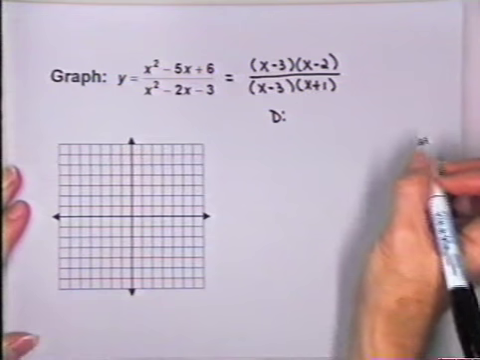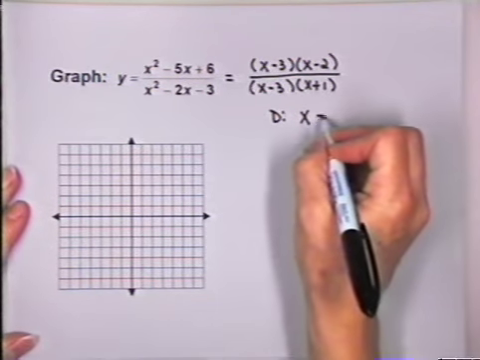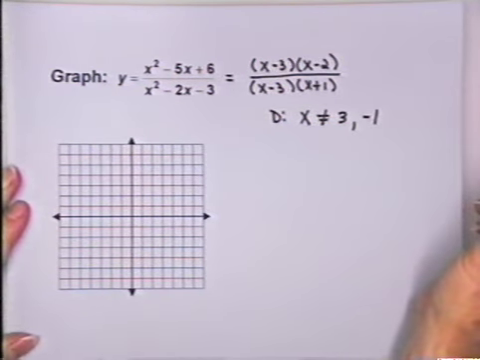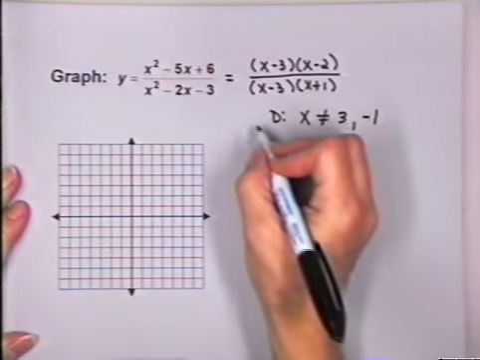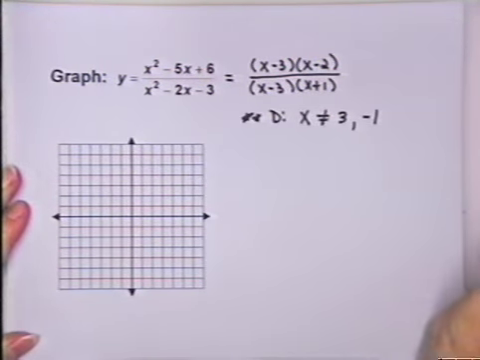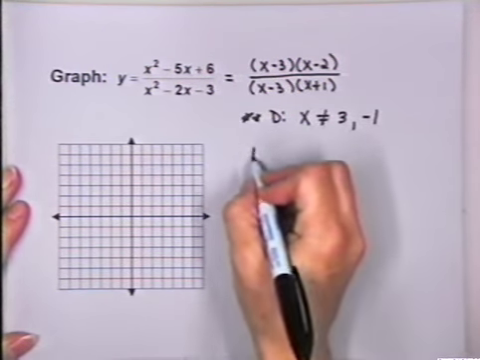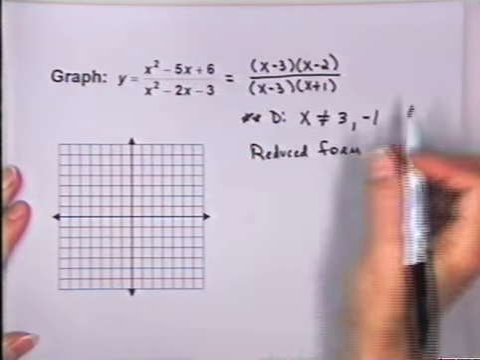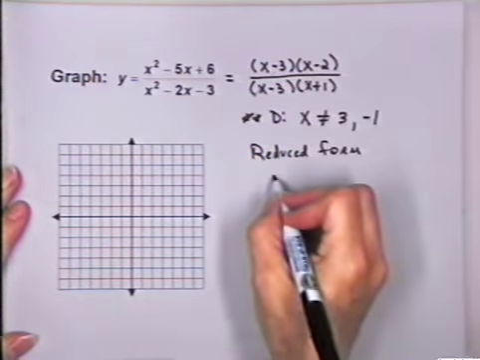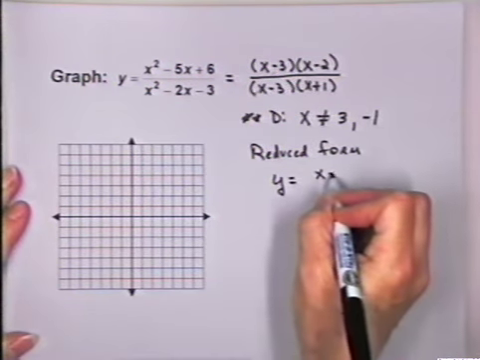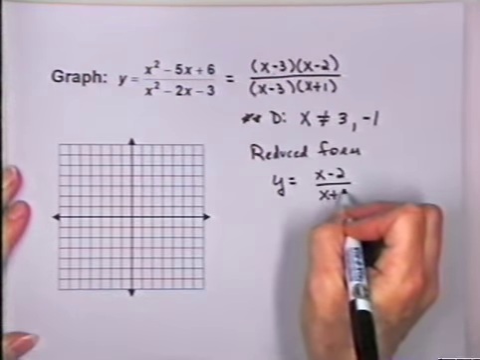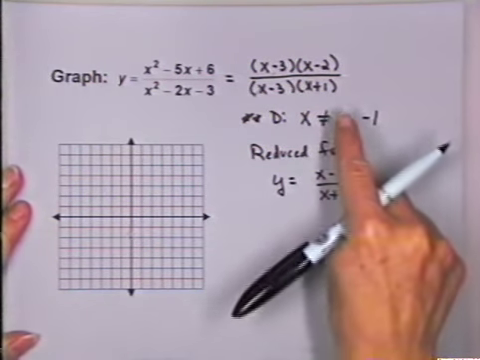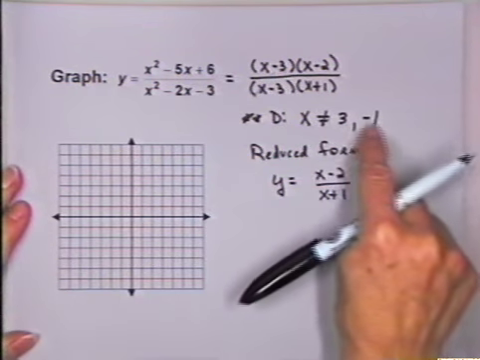Let's talk about domain first. What can x not be? X can't be 3. X can't be negative 1, can it? This is my original domain that I have to pay attention to. Now, let's look at the reduced form. If we cancel those factors, our equation looks like this. Y equals x minus 2 over x plus 1. We're going to graph this function, except we're going to exclude these two values of x.